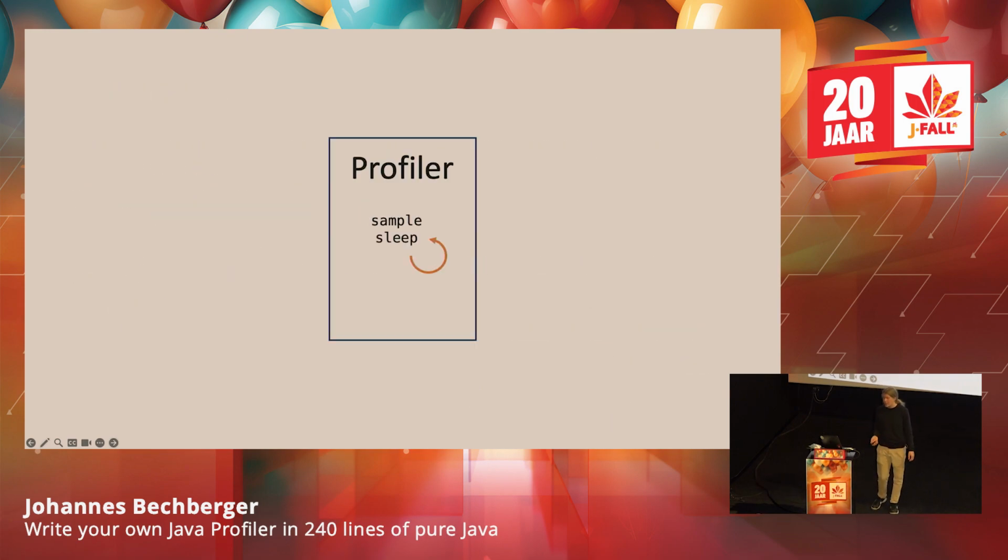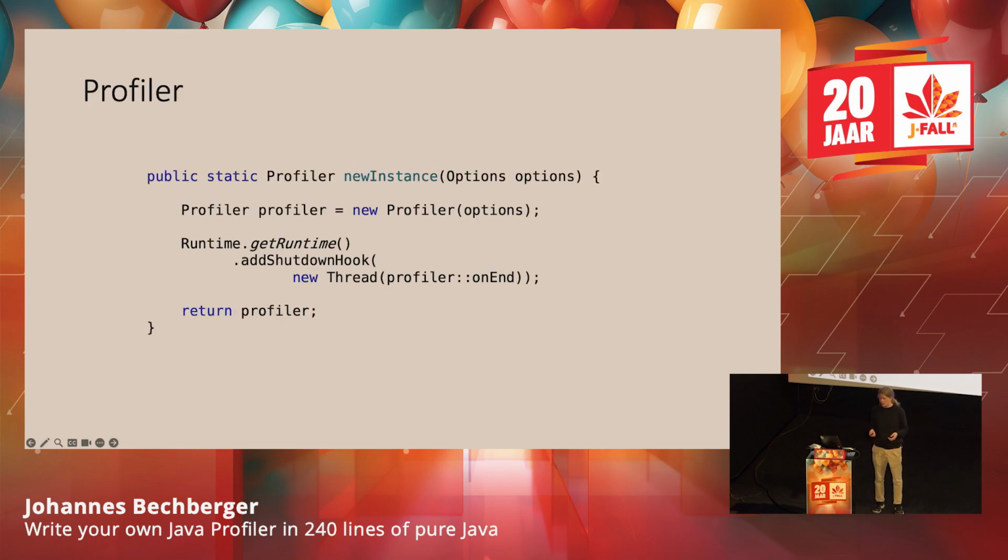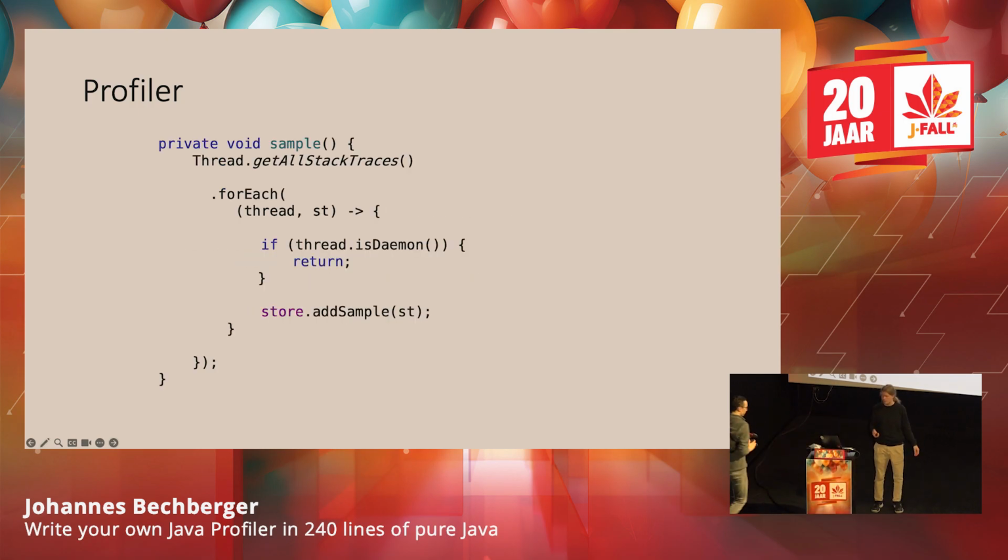The profiler, what it does, I said it before, it samples and sleeps and so on. When we first create it, we attach a shutdown hook. A shutdown hook is a runnable or thread that's called when the JVM shuts down, and we use it to print out the flame graphs or the other information and shut down our profiler thread gracefully.